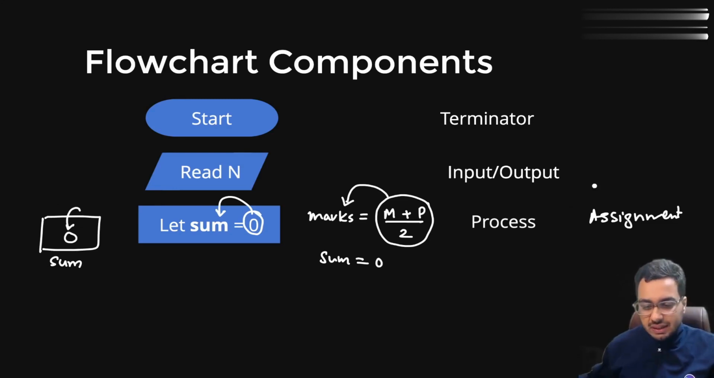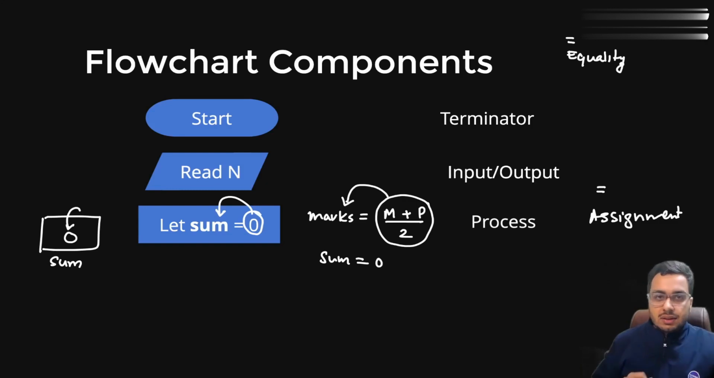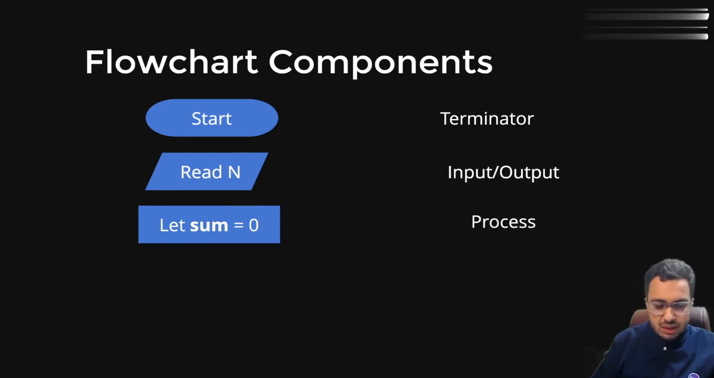Later on we will see the difference between single equal to, which is known as assignment, and double equal to, which is known as equality. These two are different operators in programming. Right now we have seen what an assignment is.